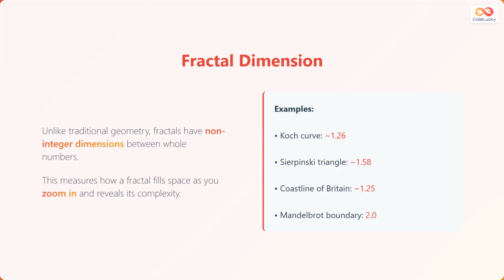Unlike shapes in traditional geometry, fractals possess non-integer dimensions. The fractal dimension measures how a fractal fills space as you zoom in, revealing its complexity. For example, the Koch curve has a dimension of approximately 1.26, the Sierpinski triangle has a dimension of approximately 1.58, the coastline of Britain has a dimension of approximately 1.25, and the Mandelbrot boundary has a dimension of 2.0.